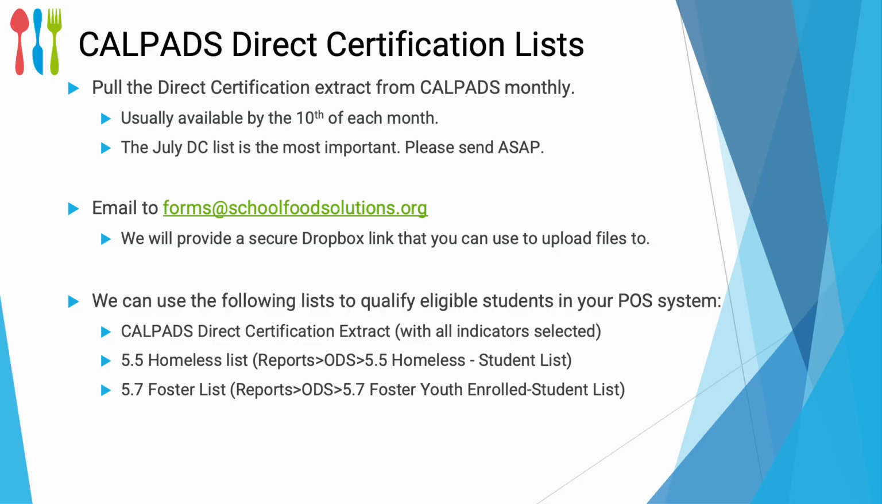Those can get emailed to forms@schoolfoodsolutions.org. We will provide a Dropbox link that will let you upload them securely. We can also accept, in addition to the regular direct certification extract, the 5.5 homeless list or the 5.7 foster list if those apply to students in your school.